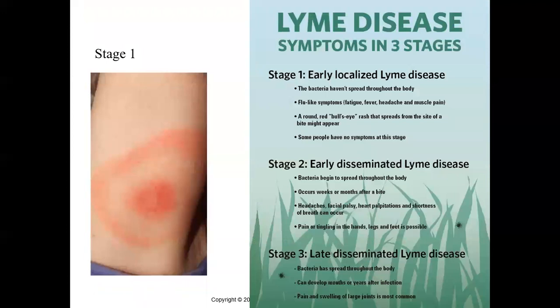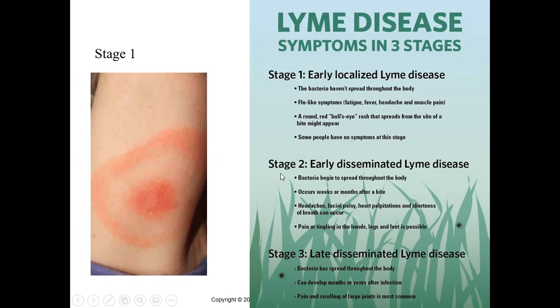Now let me go here: symptoms of the disease. Stage 1, early localized Lyme disease, is usually 3 to 30 days after the bite. What are the characteristic features? The bacteria have not spread throughout the body. There are flu-like symptoms like fatigue, fever, headache, and muscle pain, and a round red bull's eye rash that spreads from the site of the bite. Some people have no symptoms at this stage.